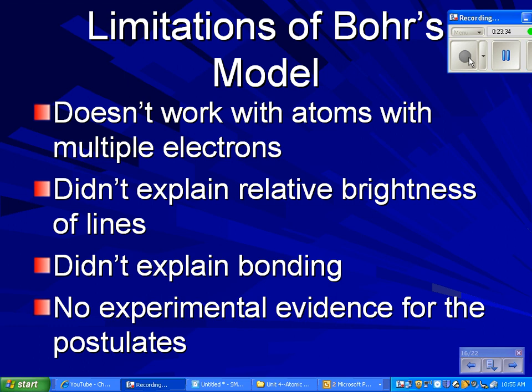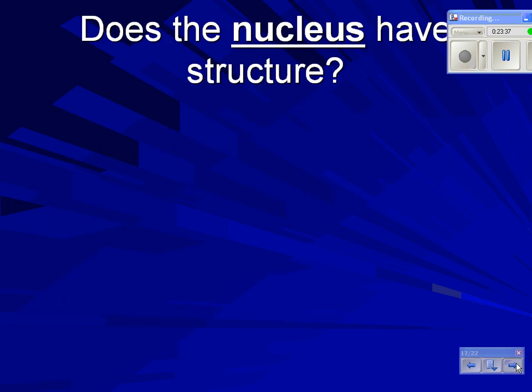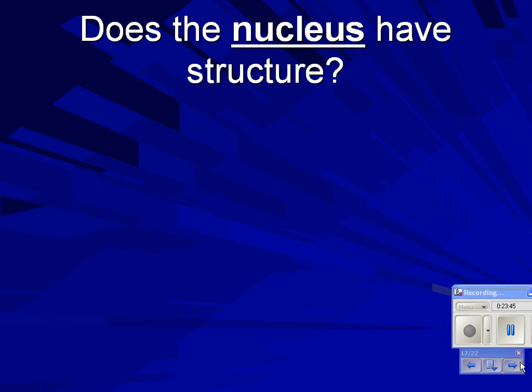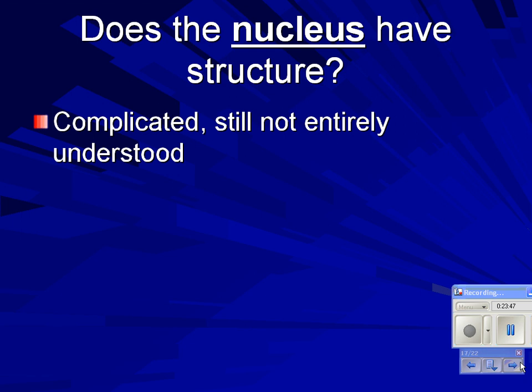Okay, so the next question, this is looking at electrons in the general atom structure. The next question is, does the nucleus then have structure? If there's this nucleus down inside of the atom, does it have some sort of a structure? And it's relatively complicated. Nuclear physics gets kind of crazy. Not totally understood, but we have good ideas.